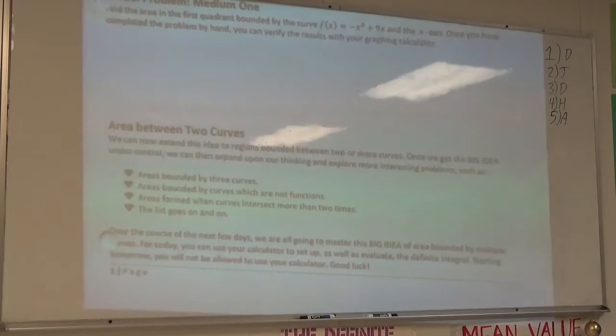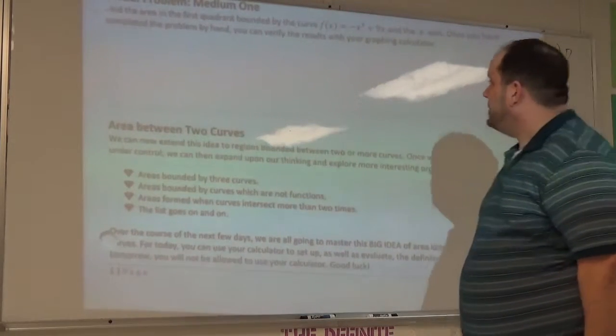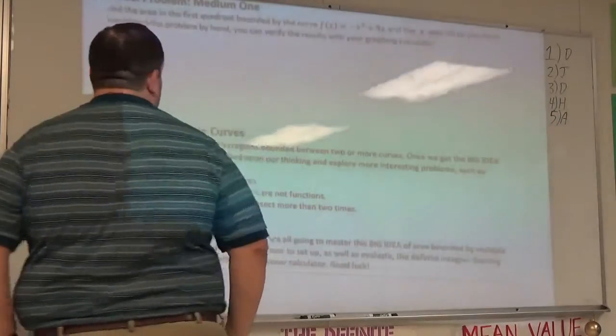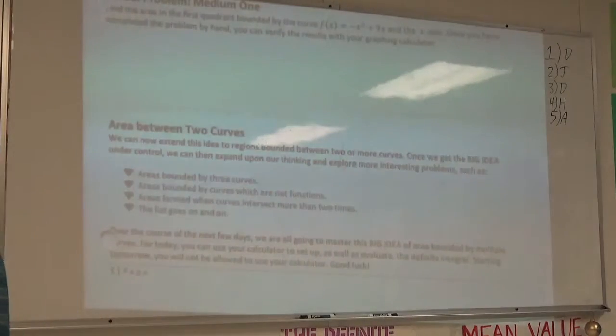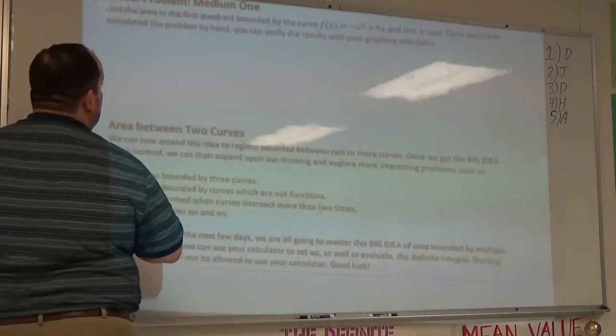Find the area in the first quadrant bounded by the curve f of x equals negative x cubed plus 9x and the x-axis. Once you complete the problem by hand, you can verify the results with your calculator. So lots of beautiful math happening here.